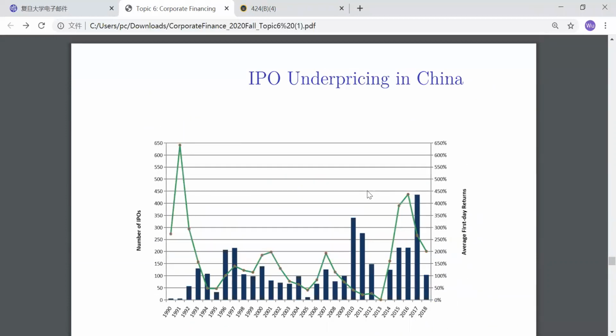In China, it's even higher. You can see the scale has already changed. So the first day return is about 200%, right? The IPO first day return.